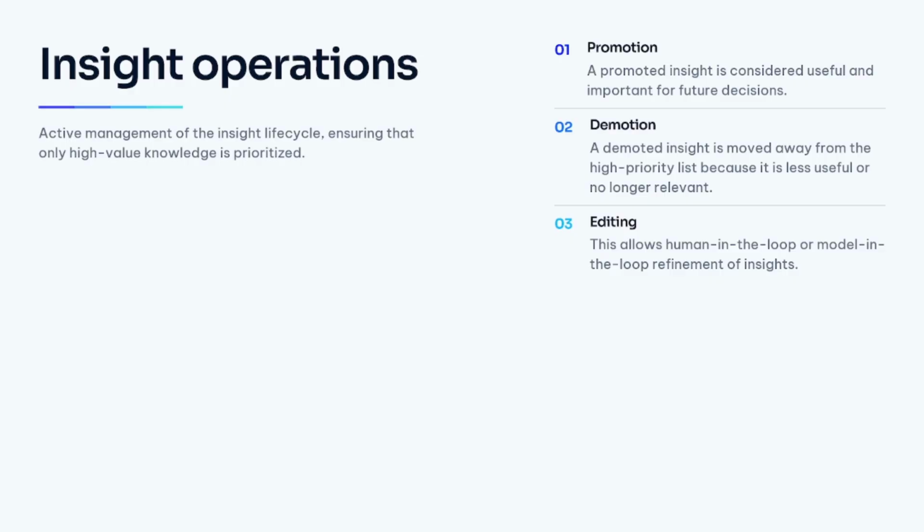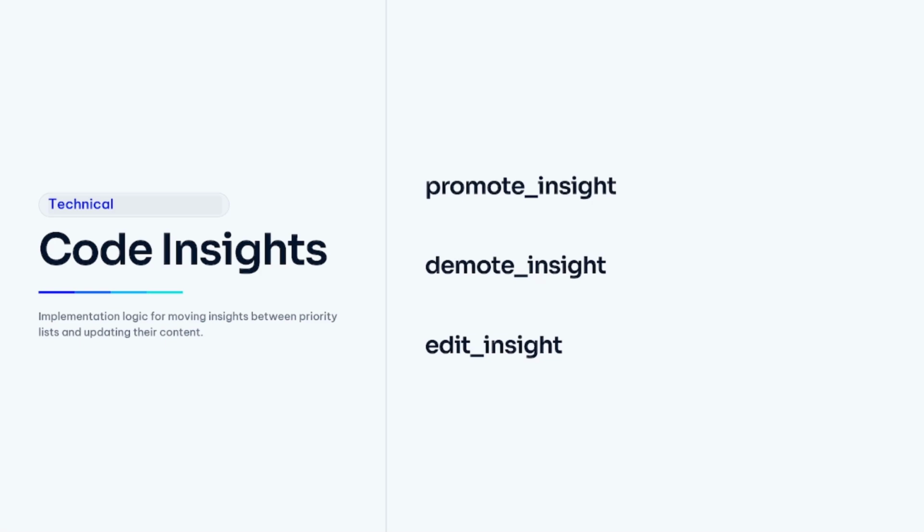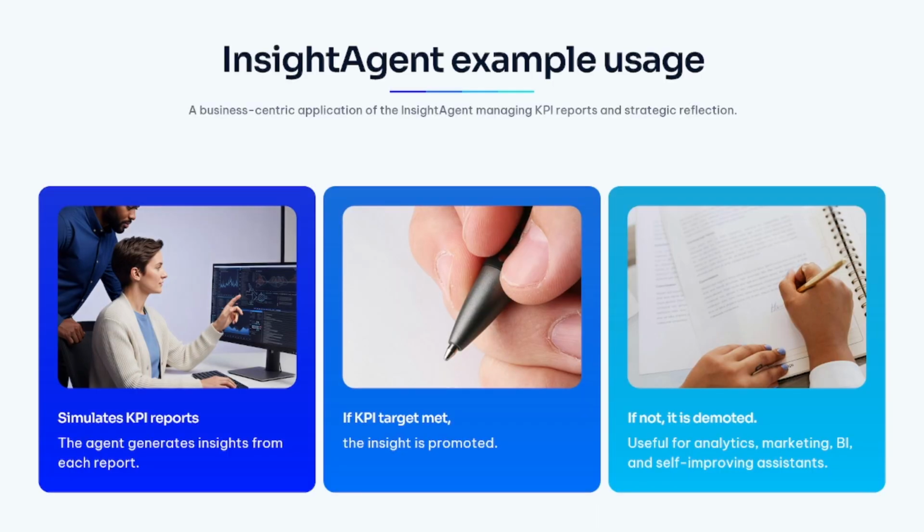So, insight operation: active management of the insight lifecycle, ensuring that only high-value knowledge is prioritized. You can use promotion, as we have explained, demotion, and editing to design the following: code insight, promote insight, demote insight, and edit insight. So this can be used to design insight for the agent.